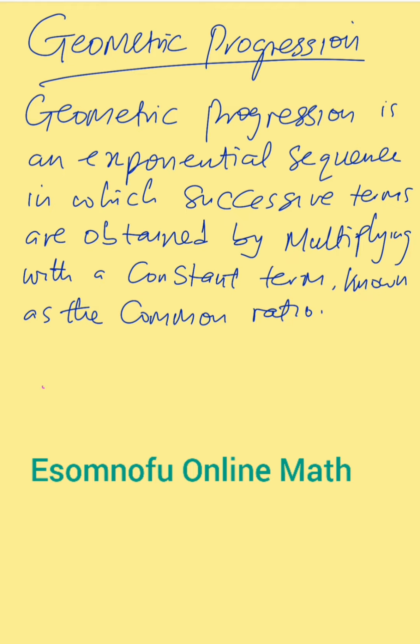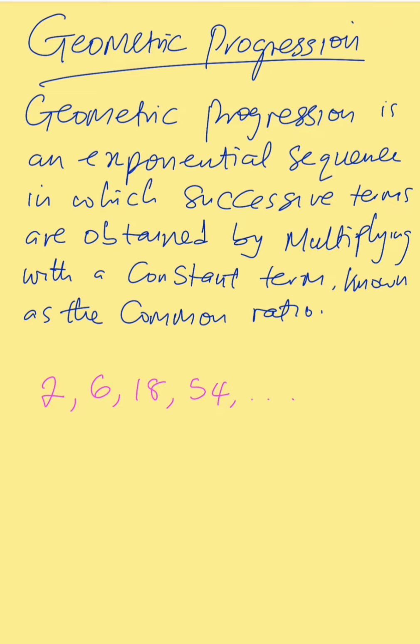Take for instance, you have 2, you have 6, you have 18, you have 54, etc. If you look at these terms here, you understand that we get successive terms by multiplying with a constant number known as the common ratio, which is 3. Understand that 2 times 3 will give us 6, 6 times 3 will give us 18, 18 times 3 is 54. If you continue multiplying by 3, by 3, by 3, and so on, you keep on getting other successive terms. This is what we mean by geometric progression, which we write as GP in short form.